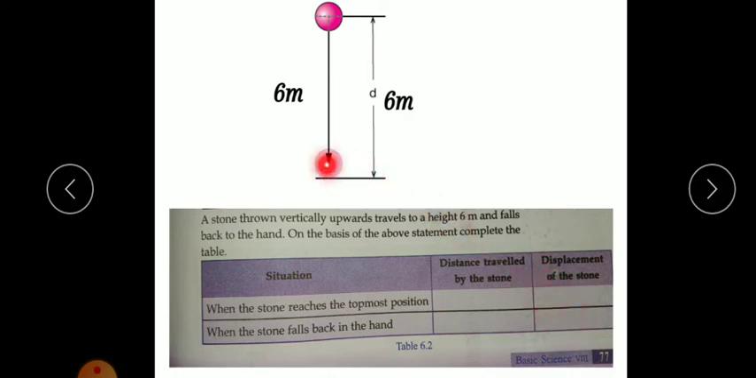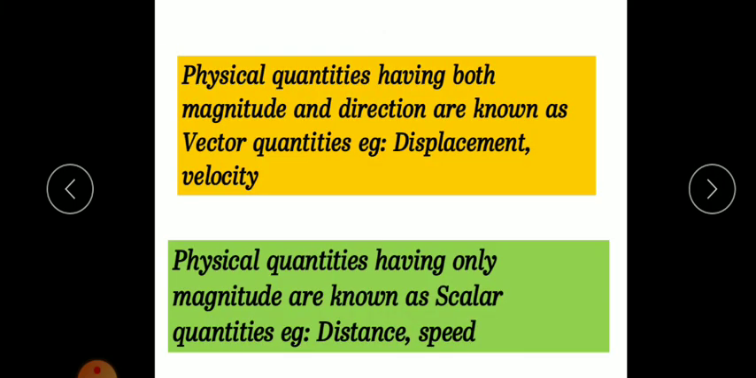That means there is no change in the position of the object. The object came to the same position. Stone came to the same position. So displacement is 0.